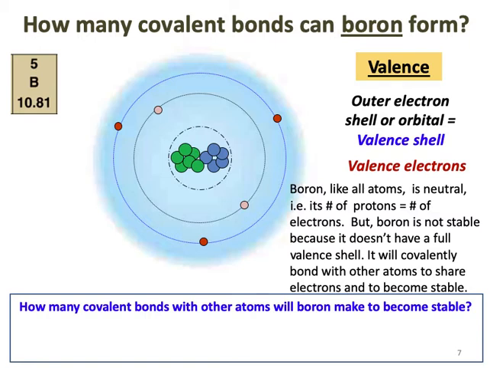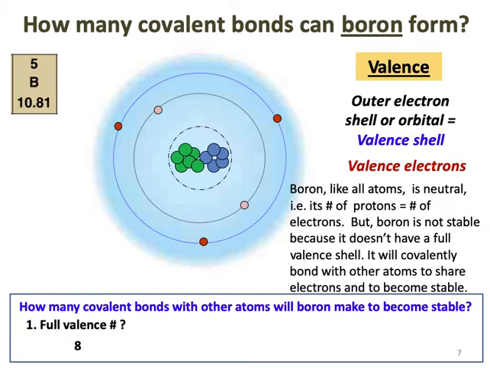So how many covalent bonds will boron make? Well, there's a little formula for this. What is the full number of electrons that could fit into boron's valence shell? Well, it's a second shell, so if it were full, it would be 8 electrons.